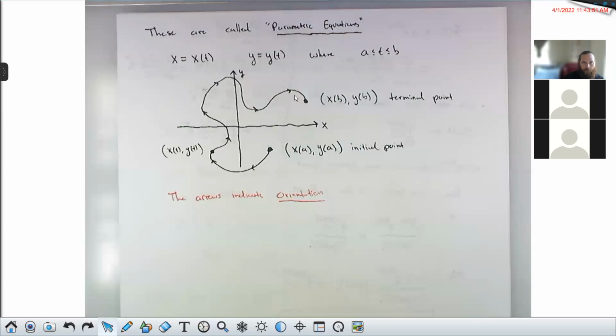And when you sketch parametric curves, which is the first task that will be set to you in 10.1, you always want to draw and label all three of these things. Draw and label the initial point, draw and label the terminal point, and draw and label the arrows that indicate the orientation.